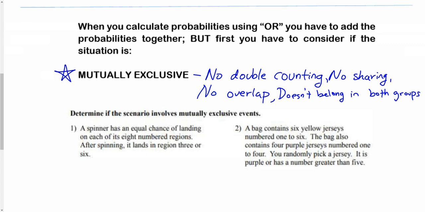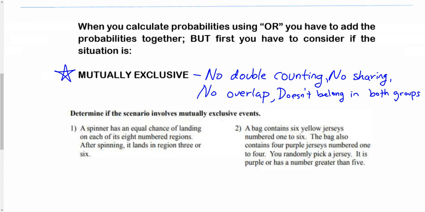So the thing that was tricky for second hour is you see how all of these are negative? It says don't do this, don't do this, but then it's called mutually exclusive. My second hour got all mixed up because I gave them a scenario and there was no double counting, so they said, oh, that's not mutually exclusive. It's actually backwards. When there's no double counting, it means that it is mutually exclusive.